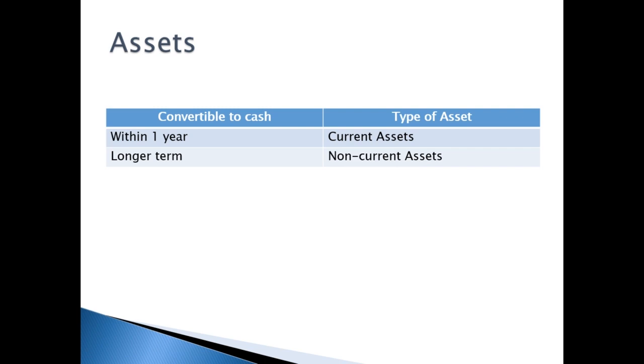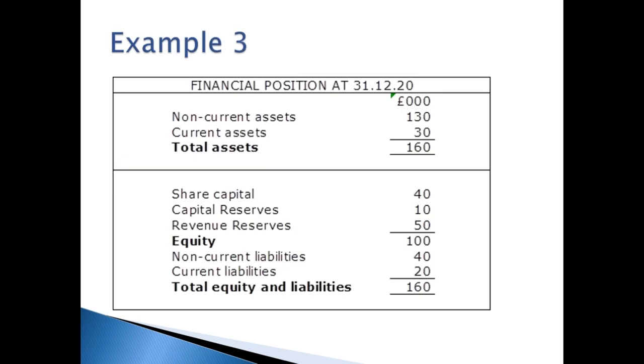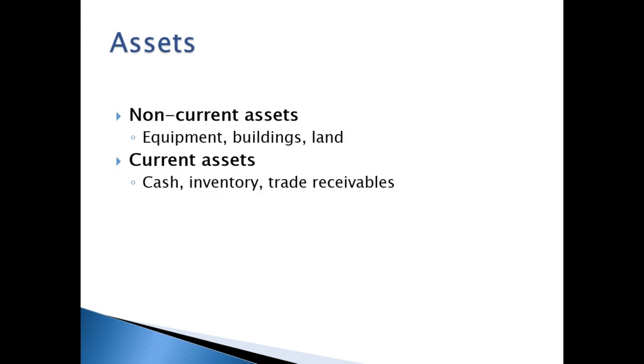Like the liabilities, conversion of assets to cash may be short-term or longer-term. So current assets are the short-term ones. They can be converted to cash within a year, and the non-current assets will take longer. So both groups of assets are shown here on the statement of financial position. So let's just have a more in-depth look at these two categories.